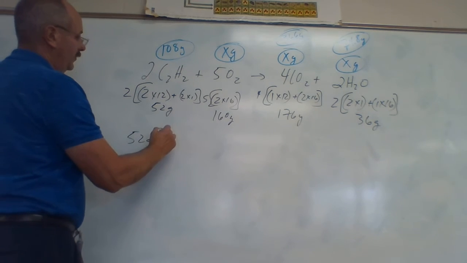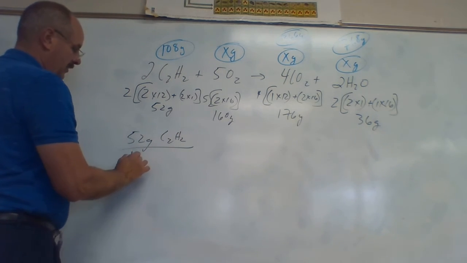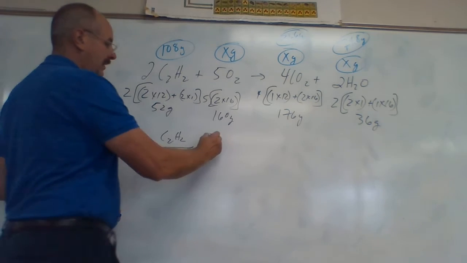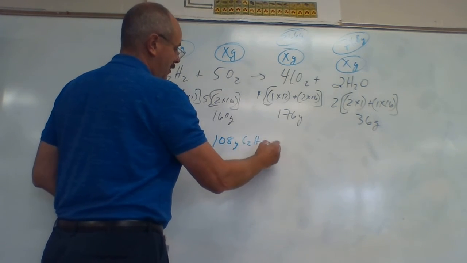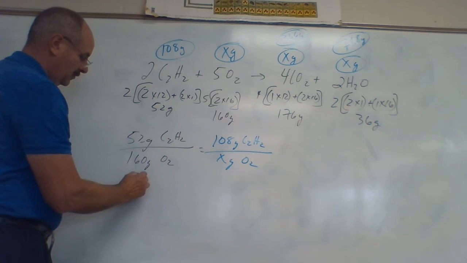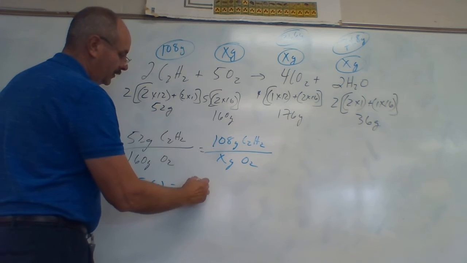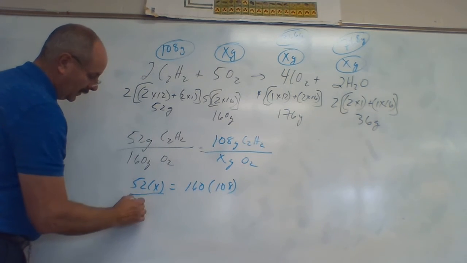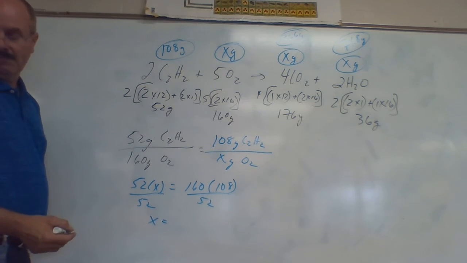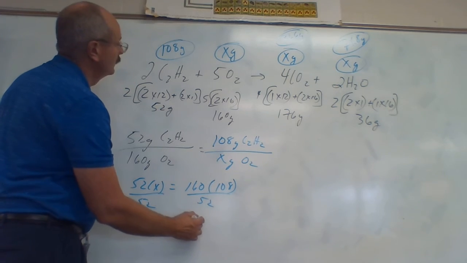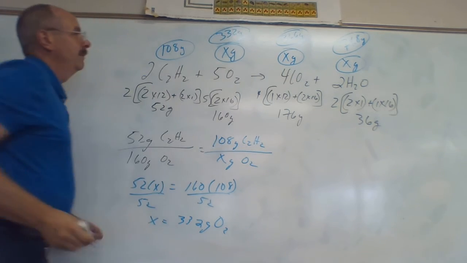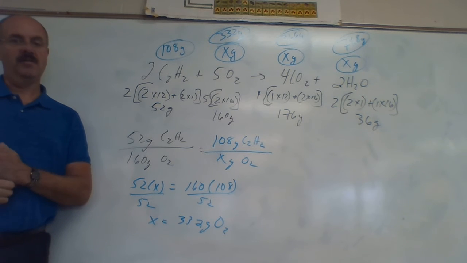So I have 52 grams of C2H2 needs 160 grams of O2. Right there, that's from the balanced equation. Well, then I really have 108 grams of C2H2. We want to know X grams of O2 that requires. So cross multiply 52 times X equals 160 times 108. Divide by 52 on both sides. And X is going to equal 332 grams of O2. So this one's 332 grams of that guy. All right. So that was letter B.